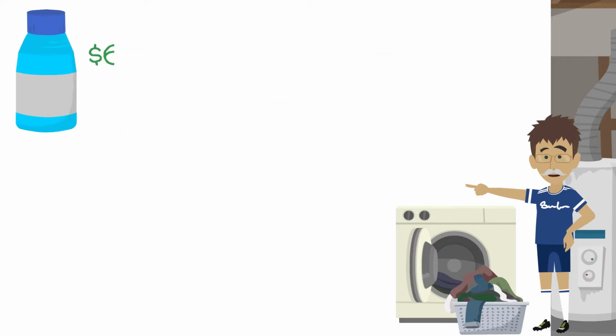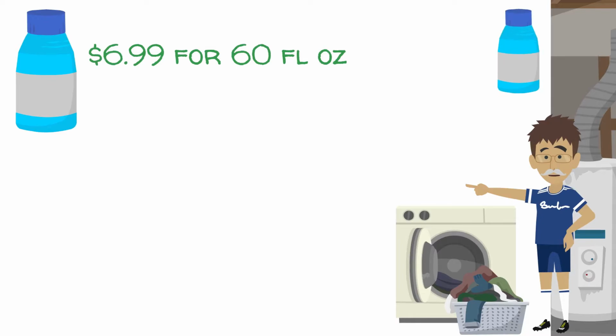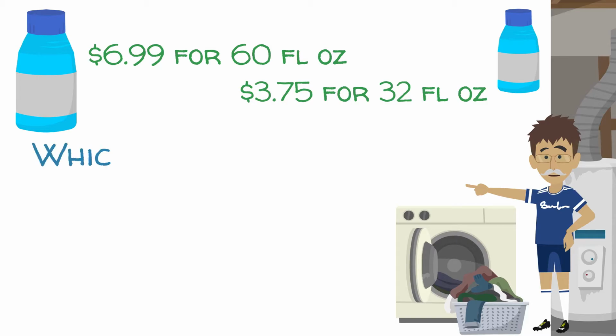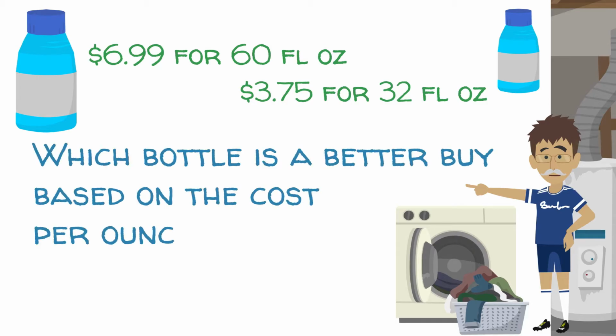Bleach is $6.99 for a 60-ounce bottle. The smaller size of 32 ounces is on sale this week for $3.75. Which bottle is a better buy based on the cost per ounce?